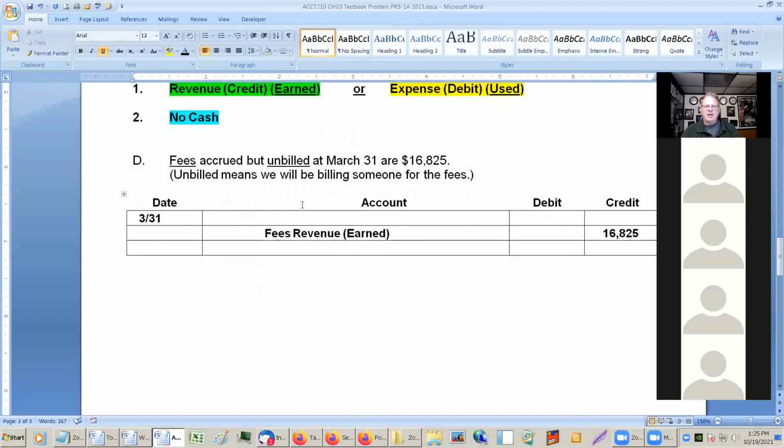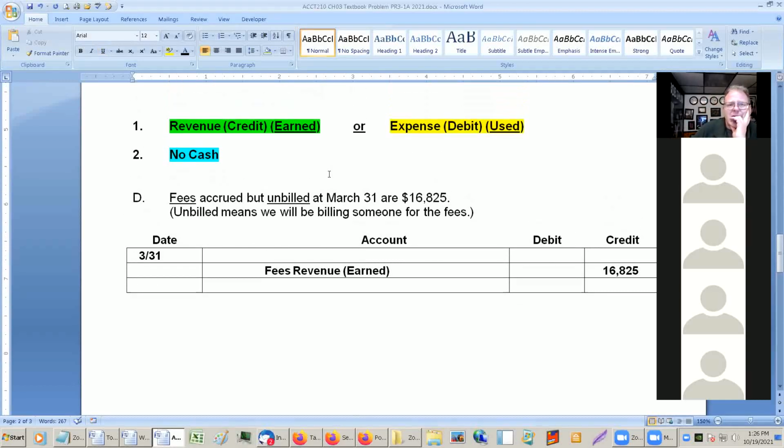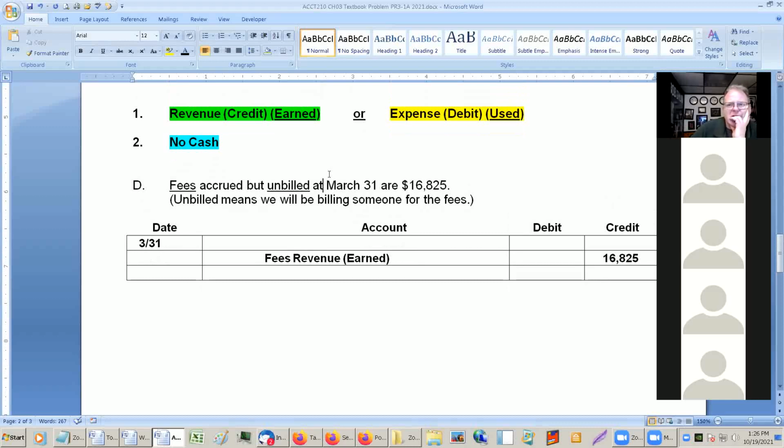Now, this means that somebody else owes us money. So whoever we did this work for, they owe us 16,825. What account do we use when someone owes us money? When we owe money, we call it accounts payable. Accounts receivable. Yep. When they owe us, it's going to be an accounts receivable. It's an asset going up. And again, it's an asset because we're going to collect it in cash in the future.